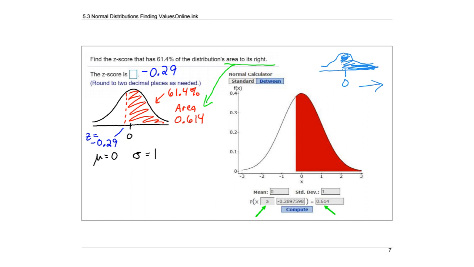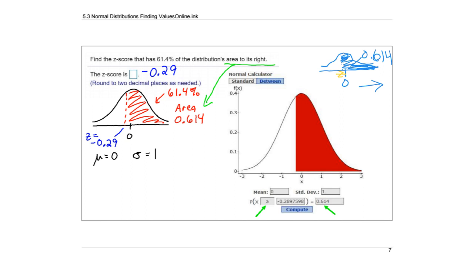Okay, what else do I need to know? I need to know the area that's in there. So it told me 61.4%. I'm going to change that to a decimal, and therefore it would be 0.614. Okay, so now I'm ready. I can go into StatCrunch, and I'm looking for the z-score. I want the z-score that's sitting right there on the number line.